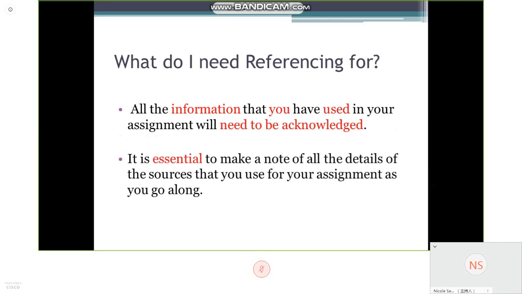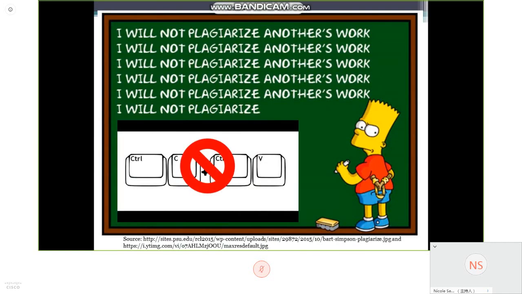Okay, so this explains that the information you have used does not belong to you. If someone has created that information, it belongs to that person. So you must acknowledge or reference where you got your information from. If you don't make note of where you took it in the academic line, you will be penalized for plagiarism. Right? So as Bart says, please do not plagiarize.